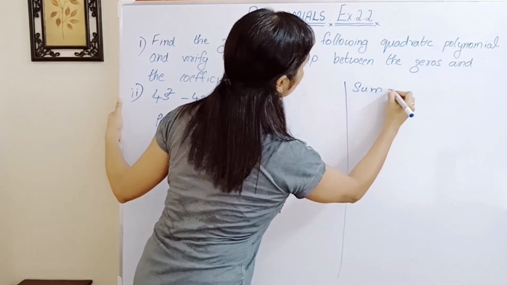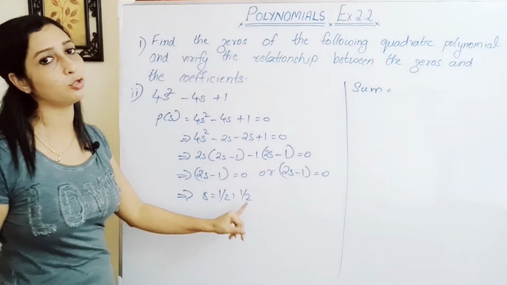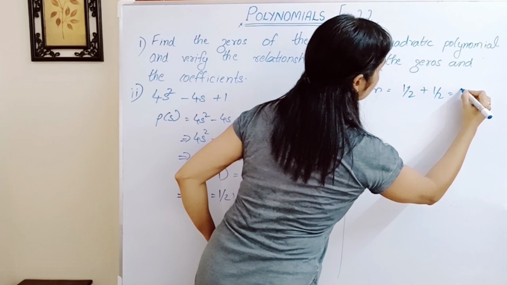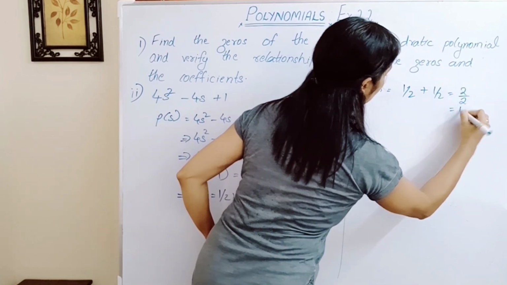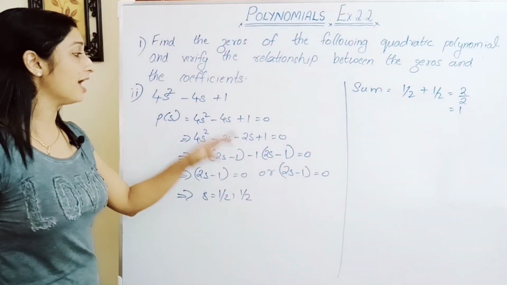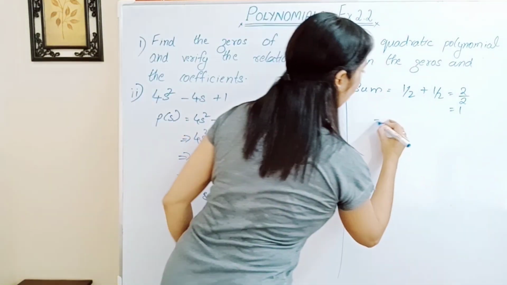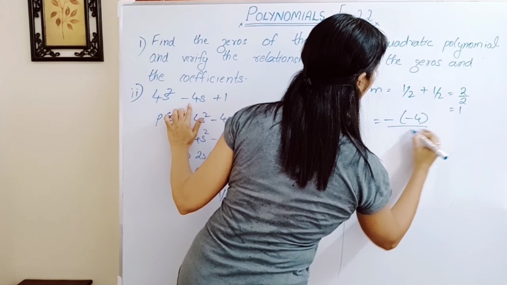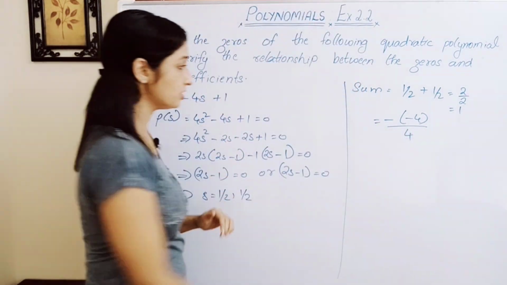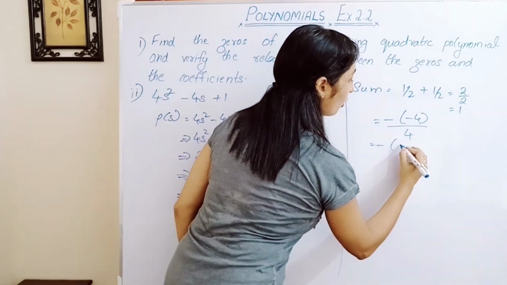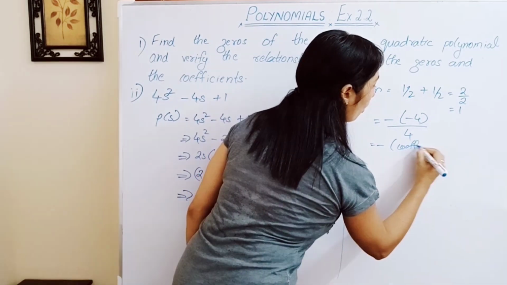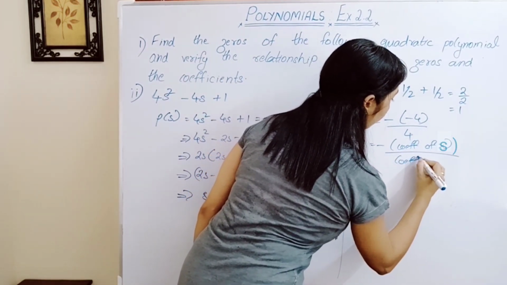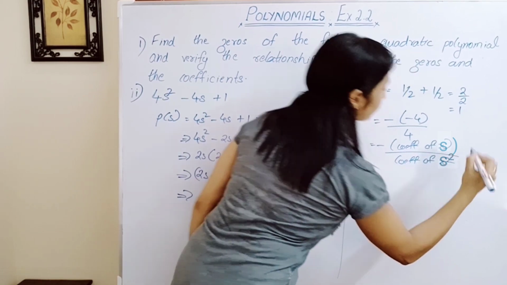So for that we first find our sum, which is 1 by 2 plus 1 by 2. What do you get? You get 2 by 2, which is equal to 1. That I can write as minus of minus 4 by 4, which is equal to minus of coefficient of x by coefficient of x square.